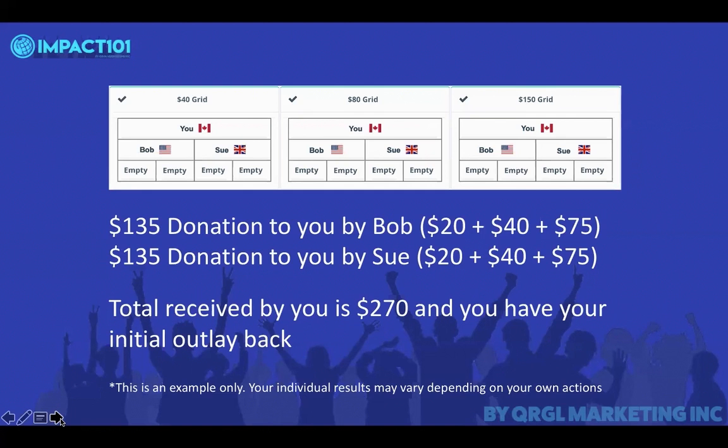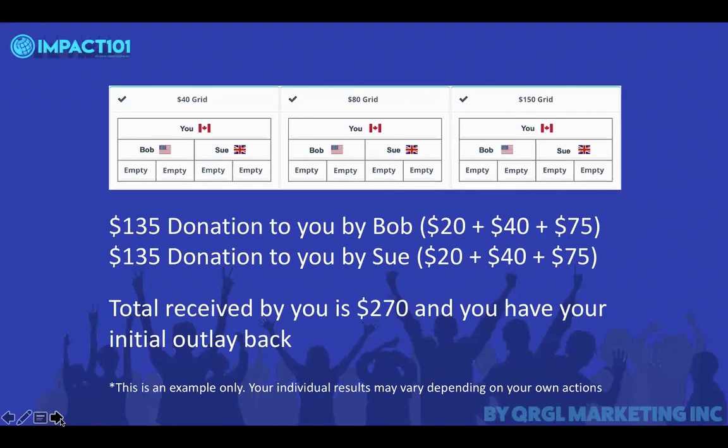So you've invited 2 people who did what you did. You've now received 2 donations of $135 for a total of $270. You've now got your $270 initial outlay back, and you're at a break-even point. And it happened quick because you let the tools do the work for you.